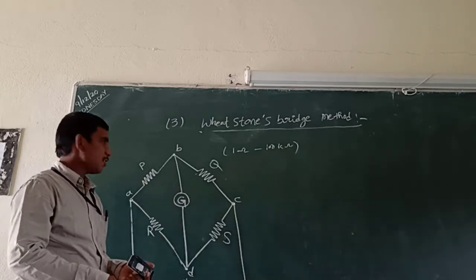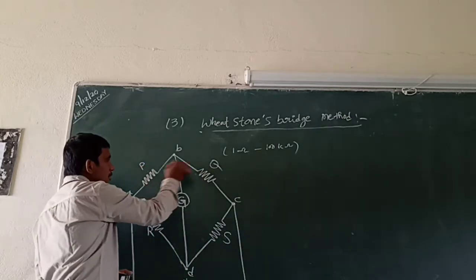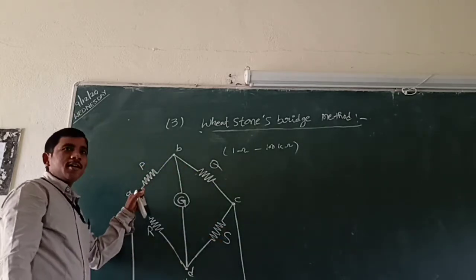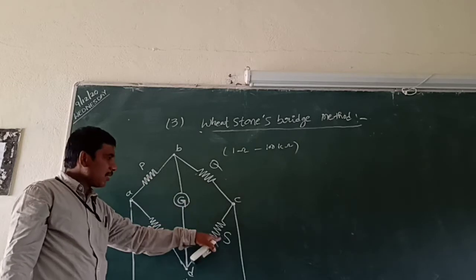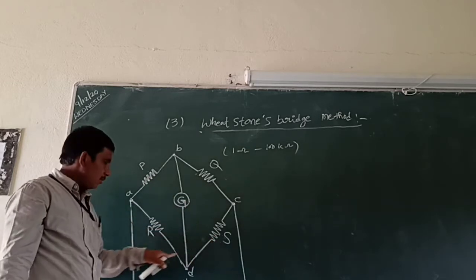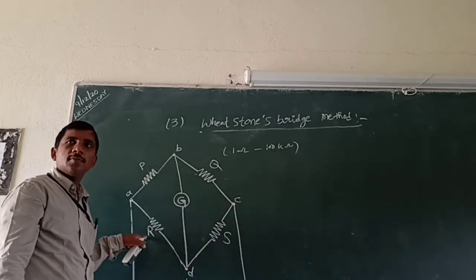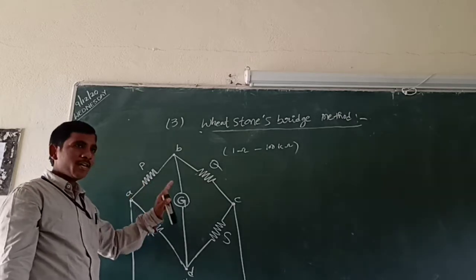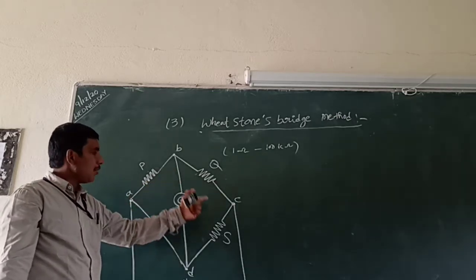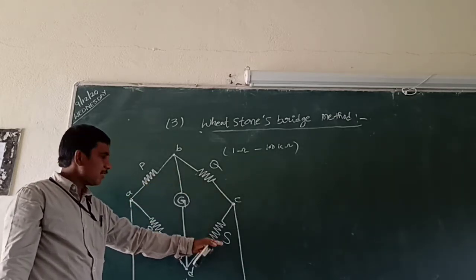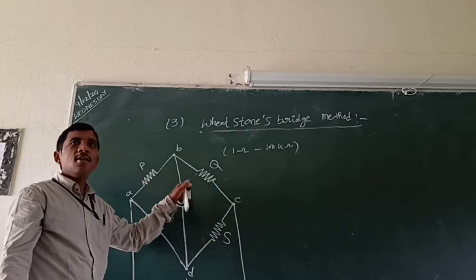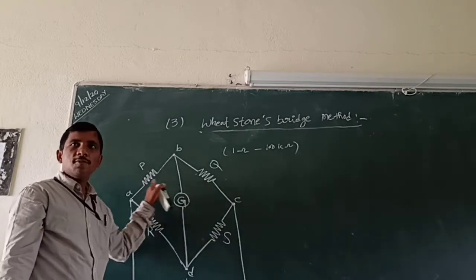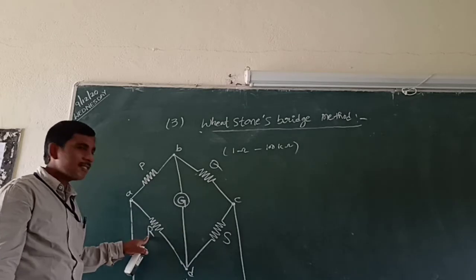How to measure unknown resistance? Think of the four arms. P and Q are standard resistances, known resistances. S also is a standard resistance. This is the unknown resistance. The four arms consist of P, Q, S, which are known standard resistances. S is the standard resistance. P and Q are non-variable, fixed resistances, and R is the unknown resistance.